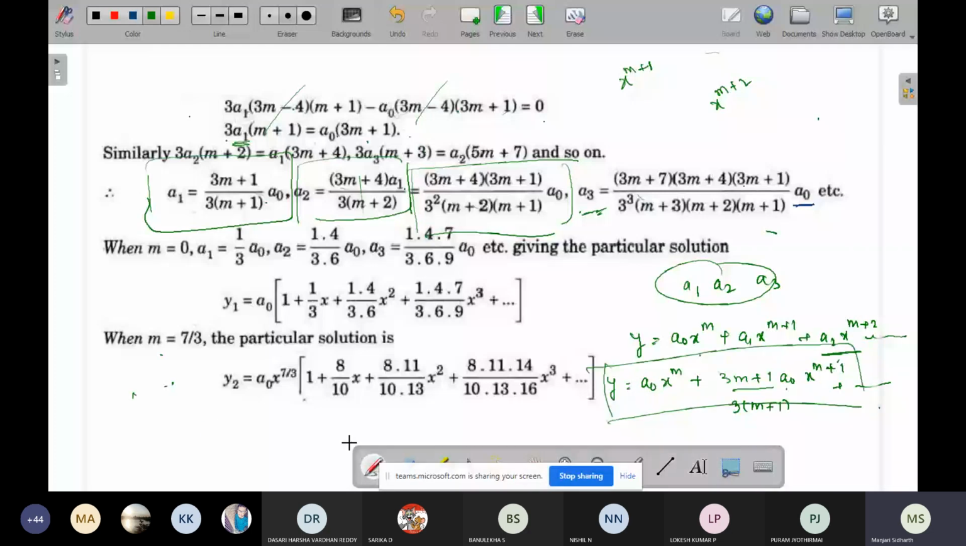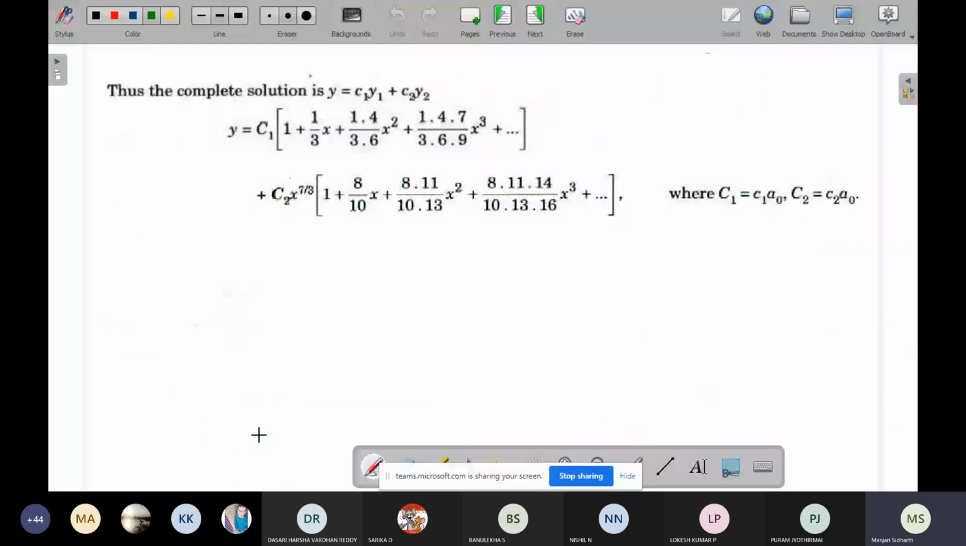Now substitute the first root, m is equal to 0. You will get y1. Substitute the second root, m value 7 by 3. You will get y2. Then c1 y1 plus c2 y2. You will get the complete solution. Okay, so c1 y1 plus c2 y2.